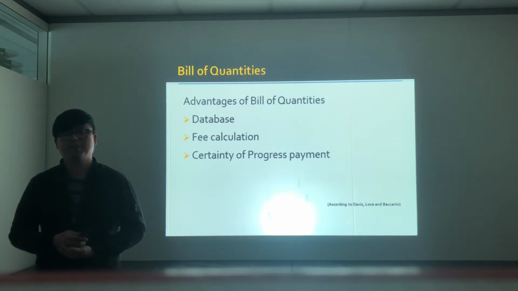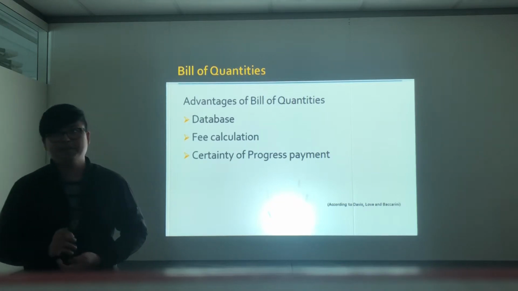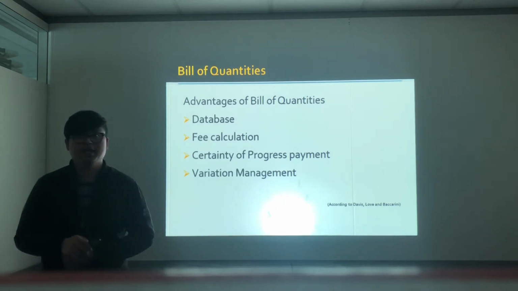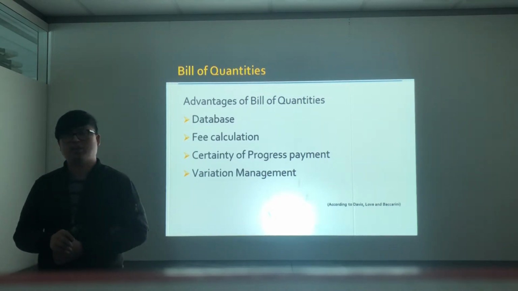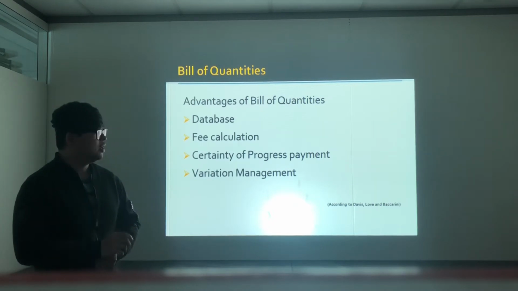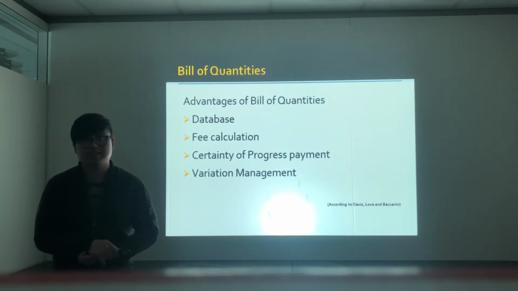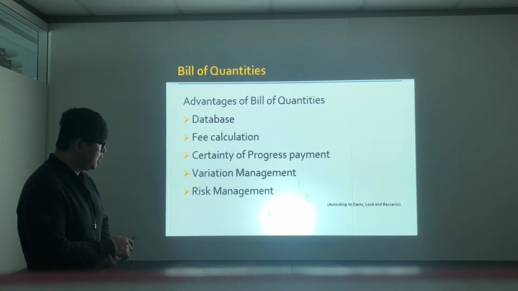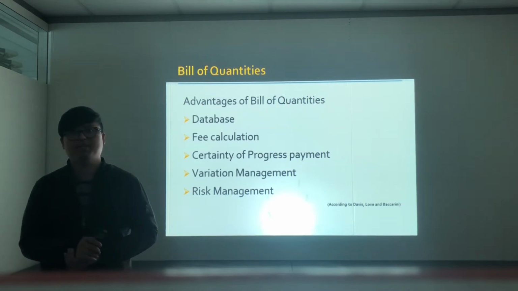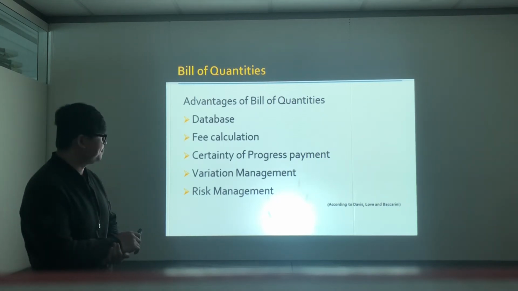Certainty of progress payment. BOQ provides the post-contract admin tools and becomes a basis for the evaluation of the progress payments. Variation management. The BOQ provides a common basis for the evaluation of the variation, and the prices of the variations are reduced by the use of the unit rates in the BOQ. Last, risk management. It can be a basis for the management to determine the likely manifestation of the risk factors within the projects.